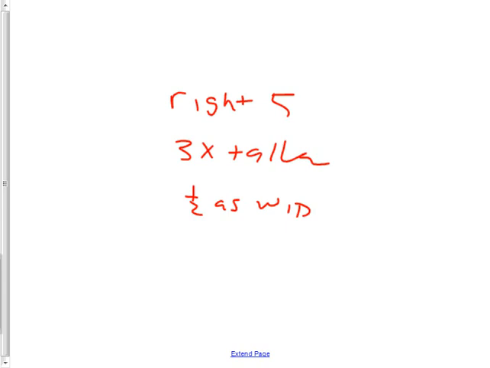So let's say I wanted an equation that had been pushed to the right 5, and it had been stretched 3 times taller, and it had been moved, this is kind of a weird one, but let's say it's 1/2 as wide. And the last thing we'll say up 7. Could you write me an equation for this? It's an absolute value one that's been moved right 5, 3 times taller, 1/2 as wide, and up 7. Not necessarily in that order, but if you have all those pieces, you'll have it.